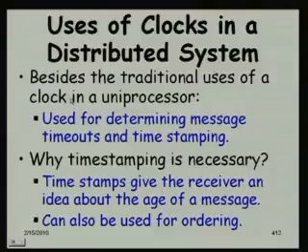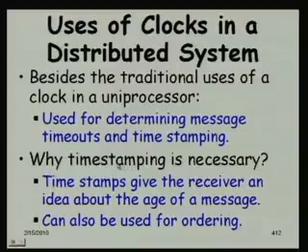It is used for all the purposes for which a uniprocessor uses a clock, that is for determining the task deadlines and for finding when to take off scheduling, clock based scheduling, all those things the clock is used. But besides that, it is also used for determining message timeouts, how long a processor needs to wait for a message, and also for time stamping, because when messages are sent out they are time stamped.